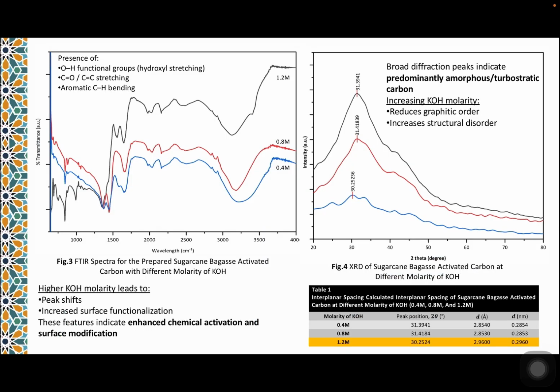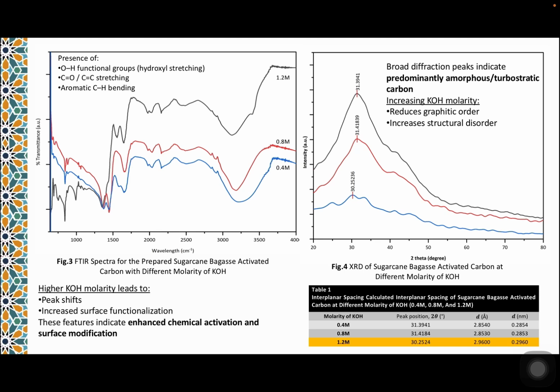And from the FTIR, we can observe that as the molarity of KOH increases, the peaks also shifted. It indicates that surface functionalization increased. At the same time, it indicates enhanced chemical activation and also surface modification.